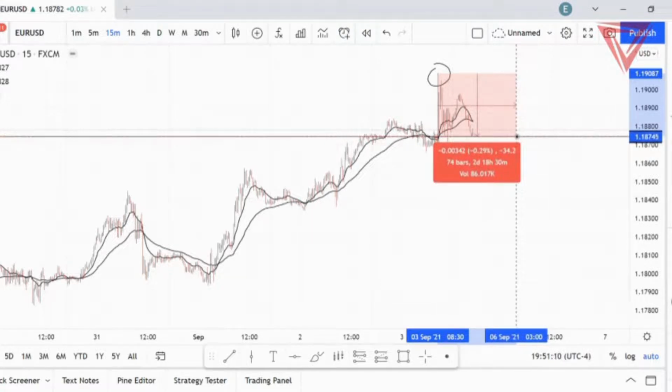So let's do it on the calculator now. 1.19087 minus, on the calculator, 1.18745. You should get, and I hope that you did pull out your calculator and do it, 0.00342. That is 342 micro pips or 34 standard pips.